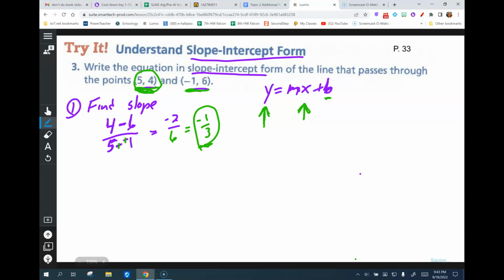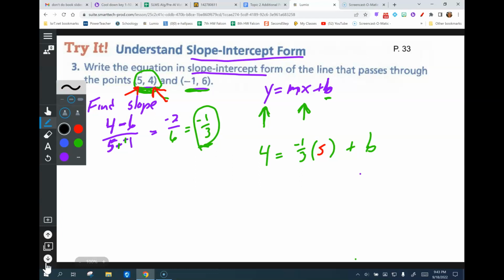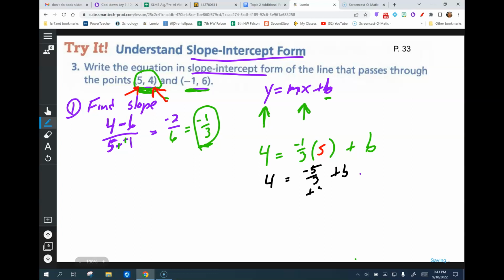So in place of y, I'm going to put a 4, because that's what y is. Do you see that? There's y is 4, is equal to the slope, negative 1/3, times x plus b. We don't know b. So in place of x, what is x right here? X is 5. Now, this is not nice that we're starting off with fractions, but hey, let's take on the hard ones when we first begin. Then everything else seems easy. So we're just going to solve for b. So we get negative 5/3 plus b. We're going to add 5/3 to both sides.